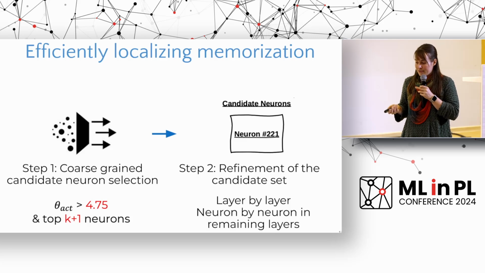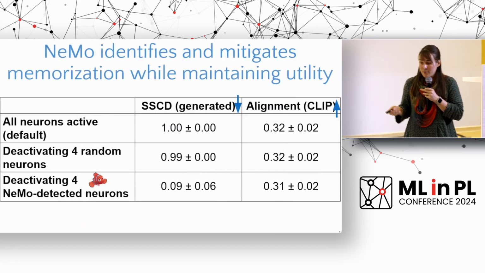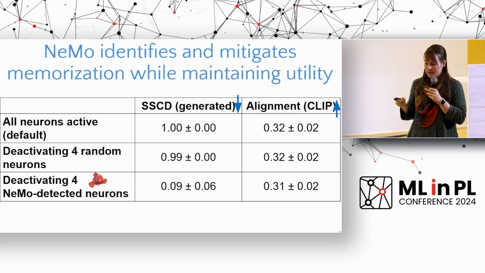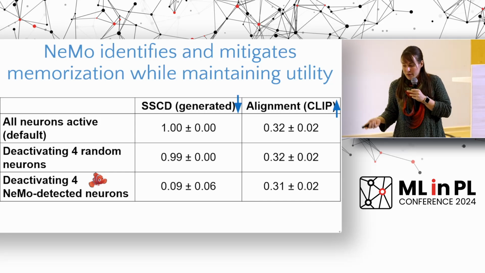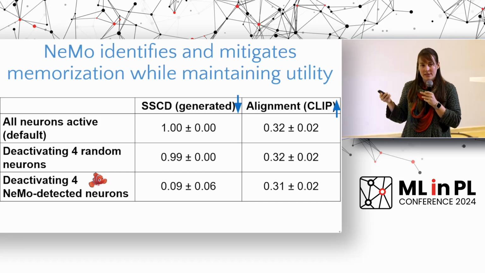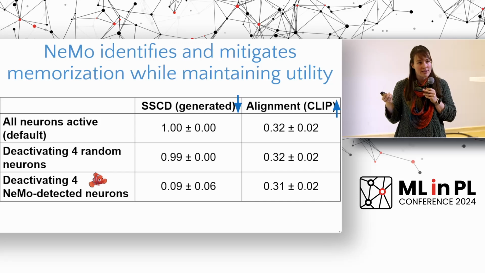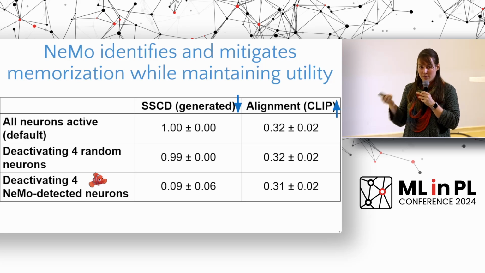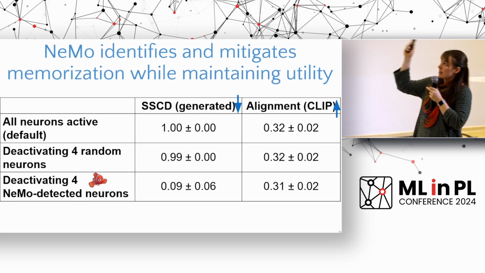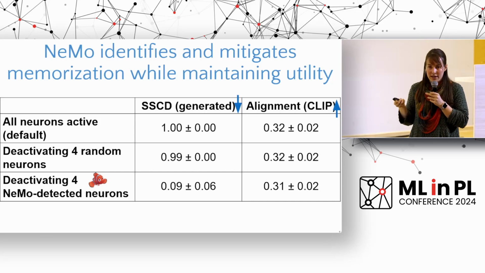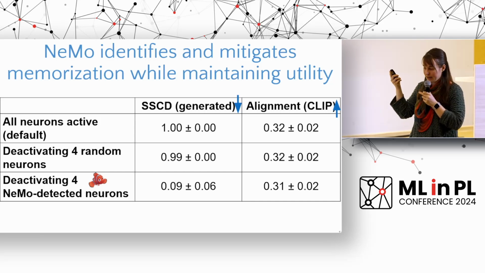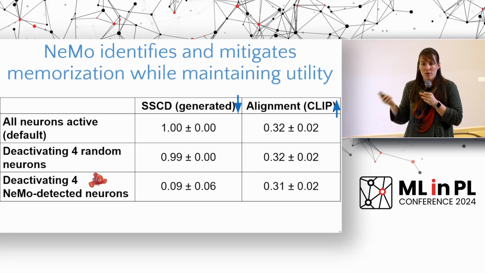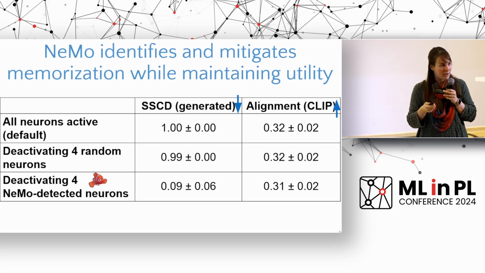And what was very interesting for us to see is that NeMo effectively mitigates memorization and also makes more diverse generations. What we looked into is the SSCD score. SSCD is a standard computer vision score that detects image copying. So if you have an SSCD score of 1, it means your image is copied one-to-one. And you see that for the memorized data points that we have, if we do not deactivate any neuron, they are copied exactly. We also look at the alignment score in terms of CLIP, which means how well the generated image aligns with the prompt that we provided.